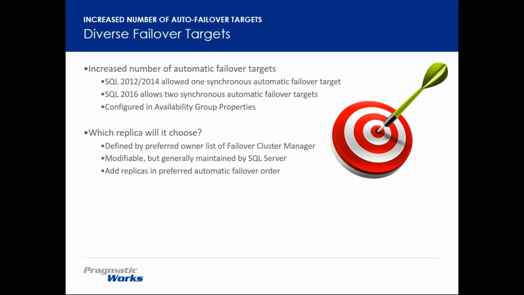What it is, it's defined by the preferred owner list of the failover cluster manager. So if you're comfortable with going into the cluster manager, you'll see this there. You can right-click on the cluster, go to properties, and there you can get to the preferred owner list. A little sidebar here. If you're not familiar with going into the cluster manager and looking at the cluster that your AlwaysOn AG rides on top of, definitely do that.